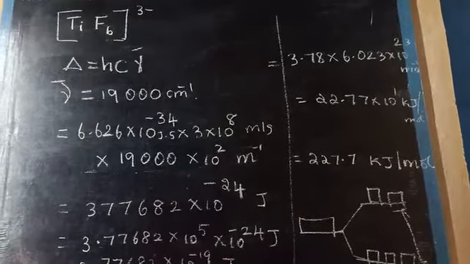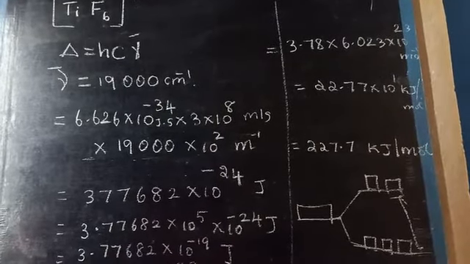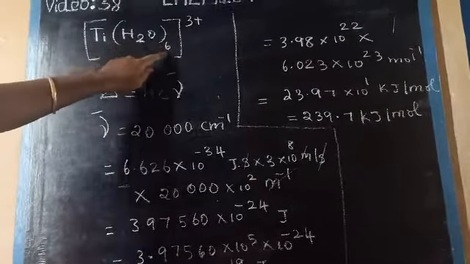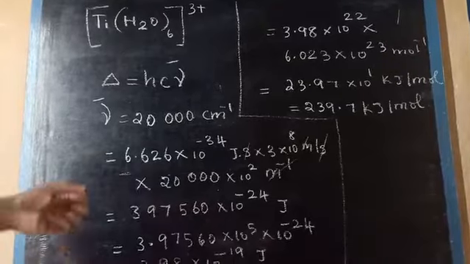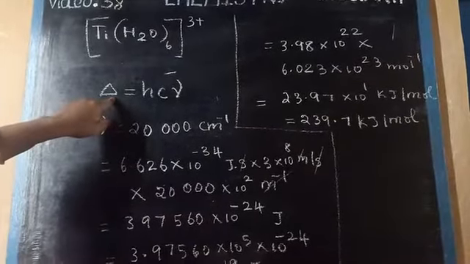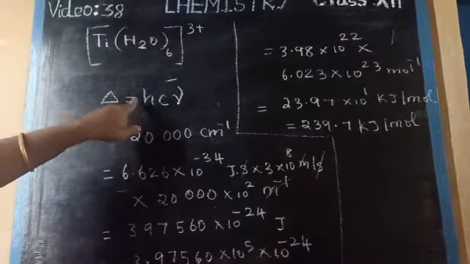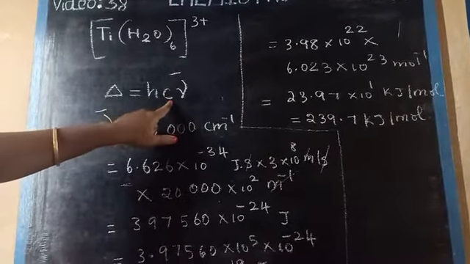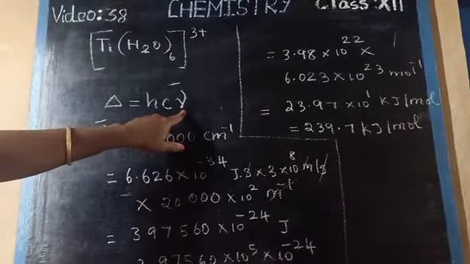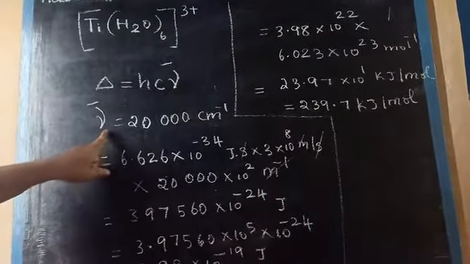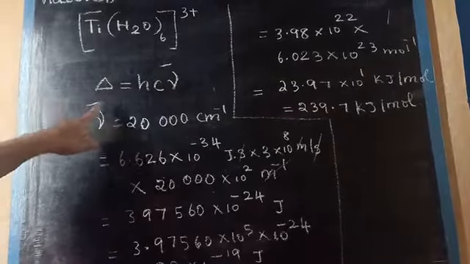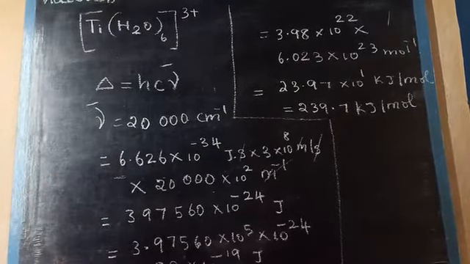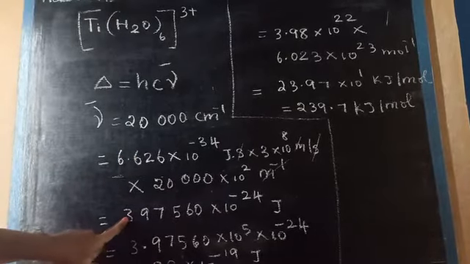Next, write the next example and do the calculation the same way, so that we can compare and afterwards come to the conclusion. Next compound: titanium hexaaqua 3+ ion. The formula: crystal field splitting energy Δ = hc ū, h is Planck's constant, c the velocity of light, ū the wave number. The ū value is given; substitute, same procedure, children, multiply, now get the answer.